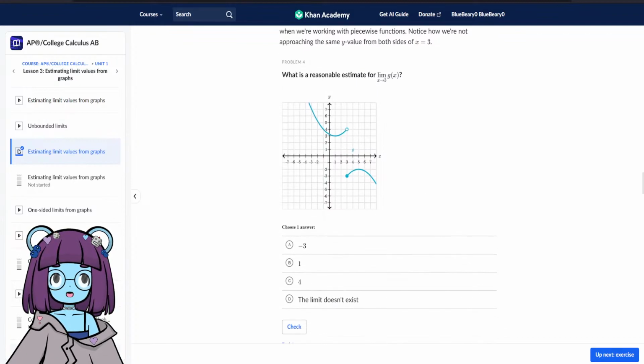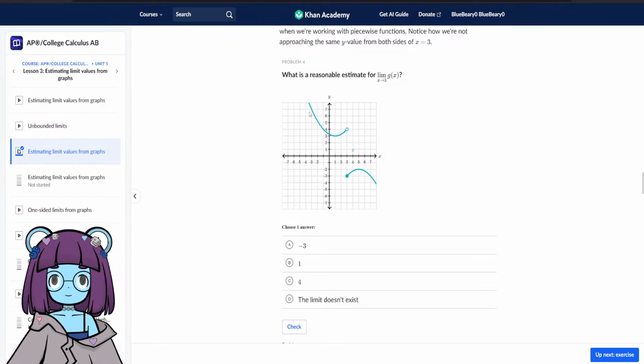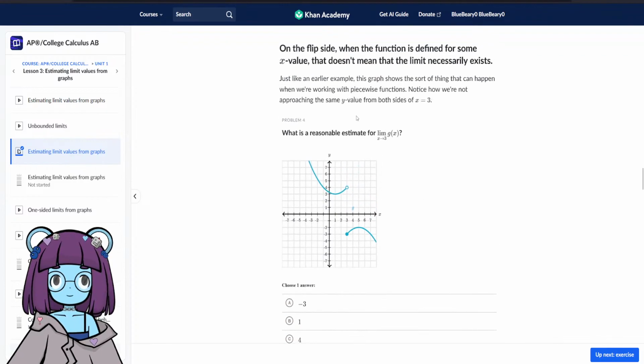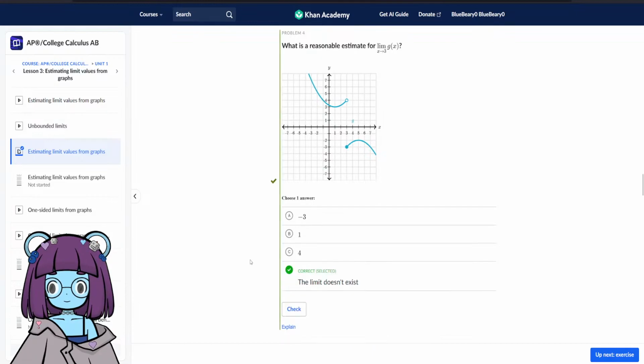What is a reasonable estimate of the limit of g of x as x approaches 3? So it approaches 4 from the left and -3 from the right, but because they're not the same, it should be that the limit does not exist.